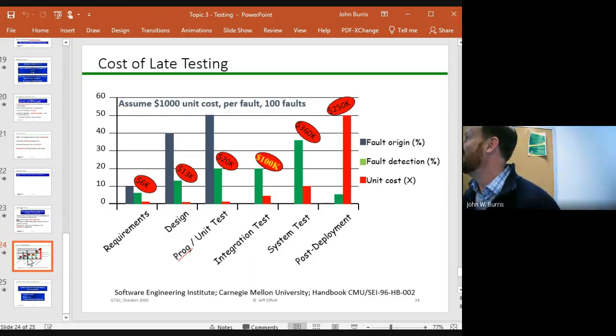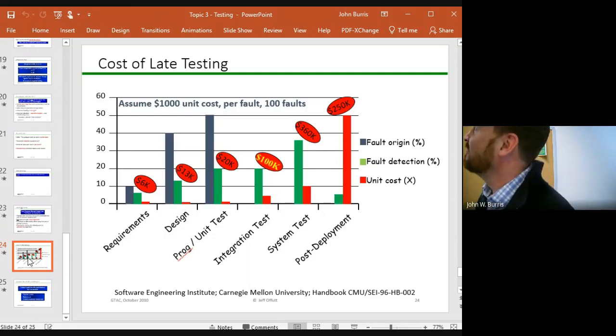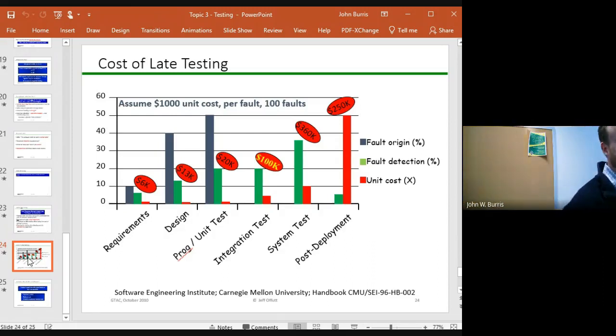Now, I know that a couple people are probably like, cost or late? Which one? Cost or late? No, it's cost. Okay, so when I ask that, it's going to be cost.